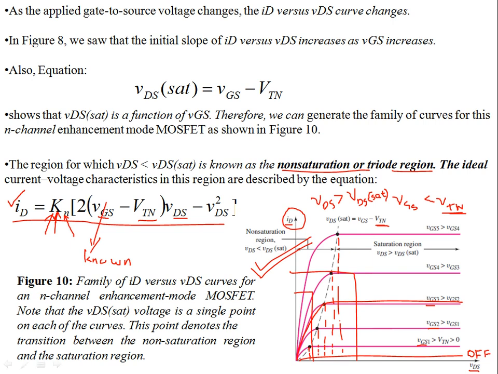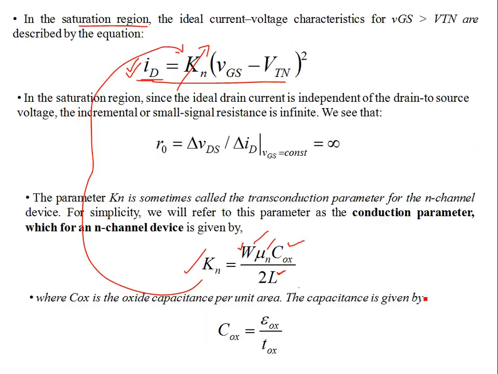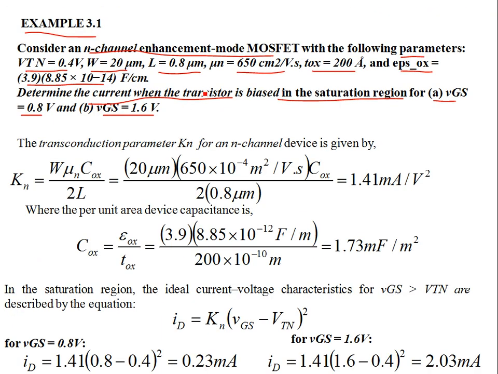One would be 1.6, the other is 0.8. Okay, so you select those two curves. You have VGS, and then it is giving you the threshold voltage 0.4 volts. Okay, and in both cases the transistor is on.